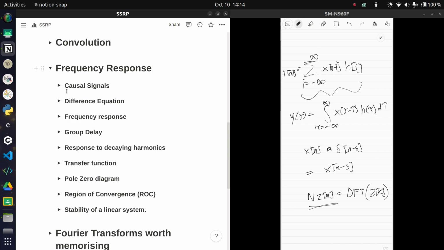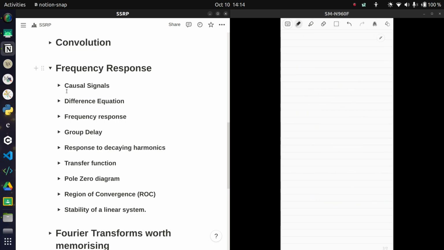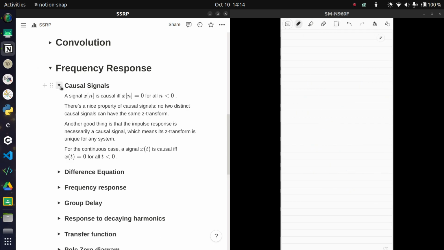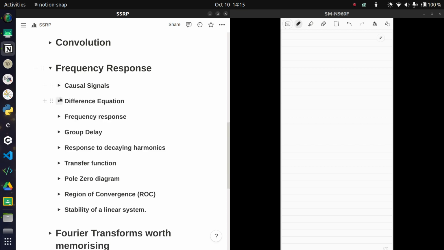Right, that's a big portion of this thing. So first let's just go through some definitions. A causal signal is basically a signal that doesn't exist for negative n values, as in for negative n it's 0. So that's out of the way.